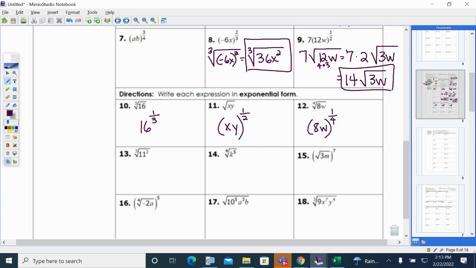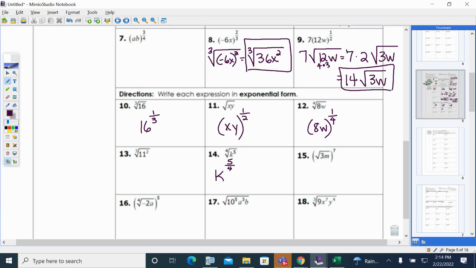Let's jump to number 14. The base is k. Now notice that the k underneath the radical has an exponent of 5. So very carefully, you want to put the 5 and the 4 in the correct spots. The 4 is the index, therefore it's the denominator, and the 5 is going to be our numerator. You can put that in parentheses if you want. It's not necessary here because you have just the one single k.